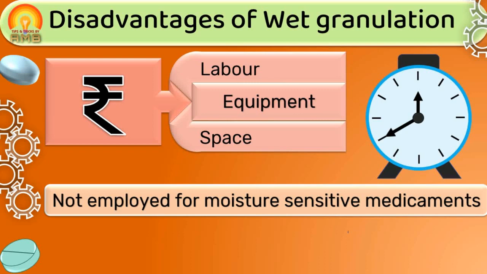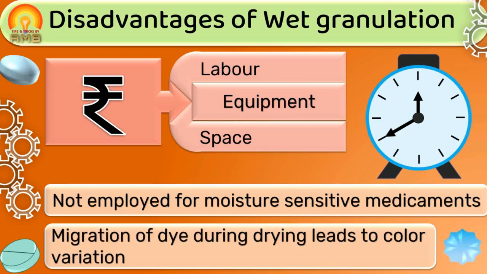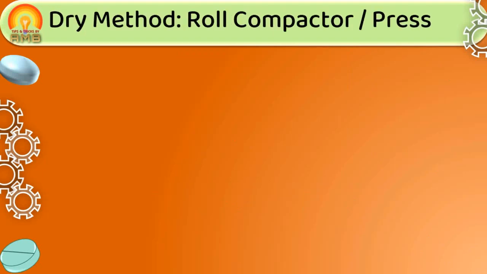Next disadvantage is if the duff mass has color or dye, during drying of granules, chances of migration of dye take place. Thus at one end granules become dark colored and at another end these become faint colored. So that is the disadvantage of this method. Now let's discuss dry granulation methods.